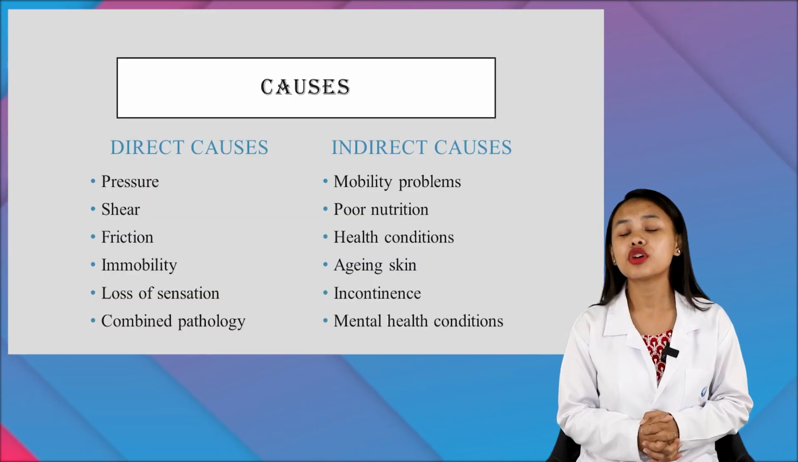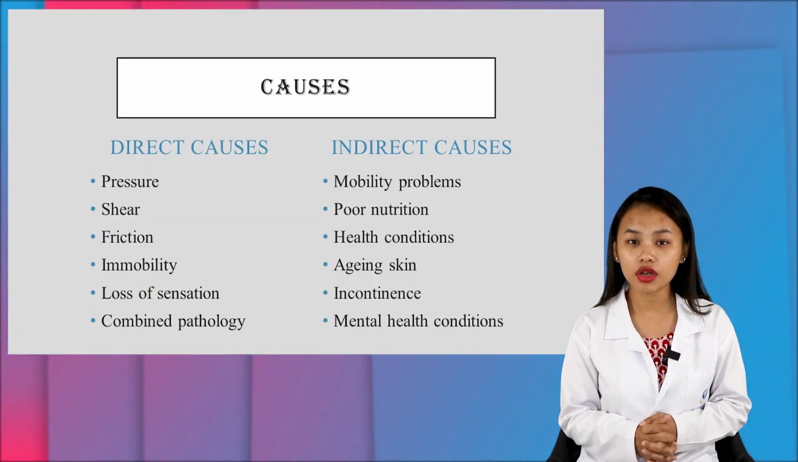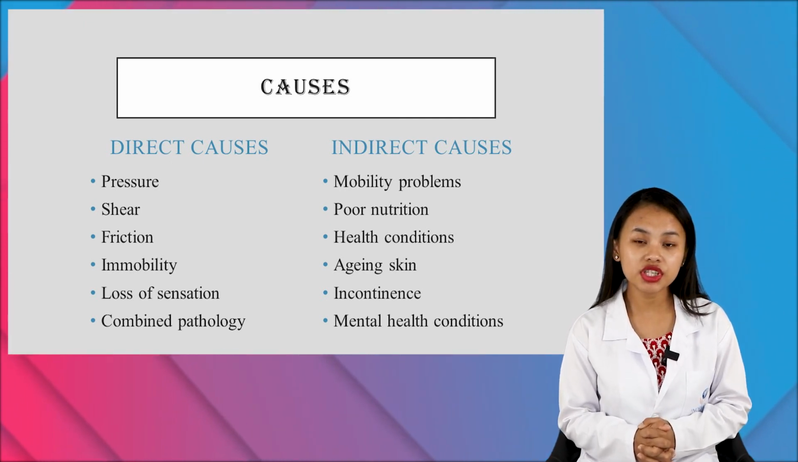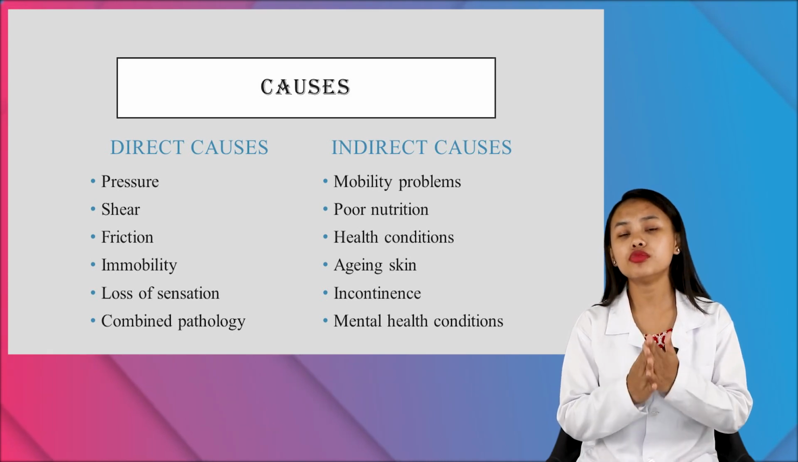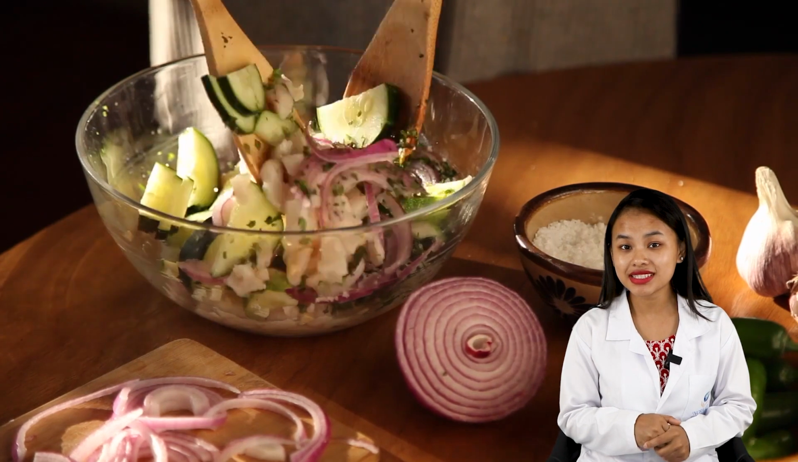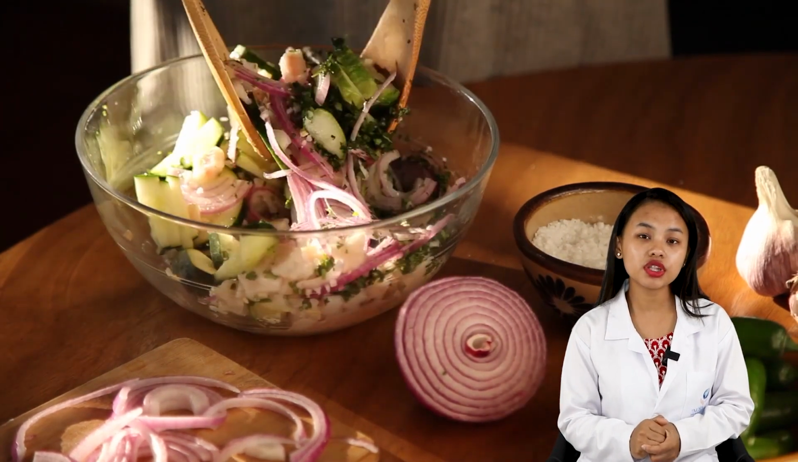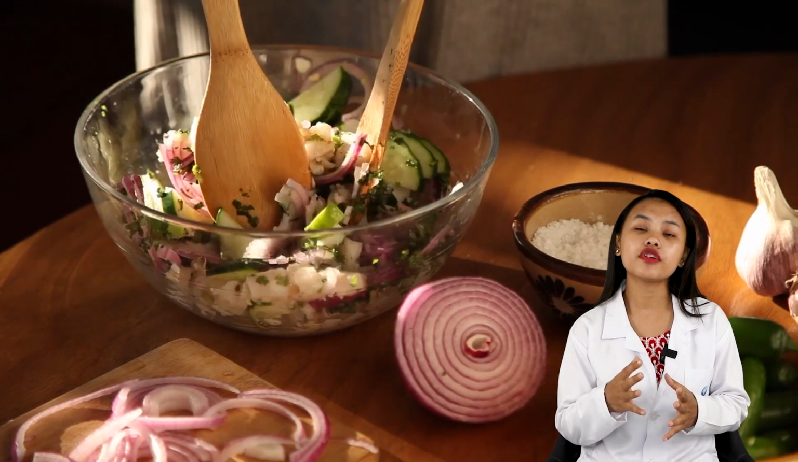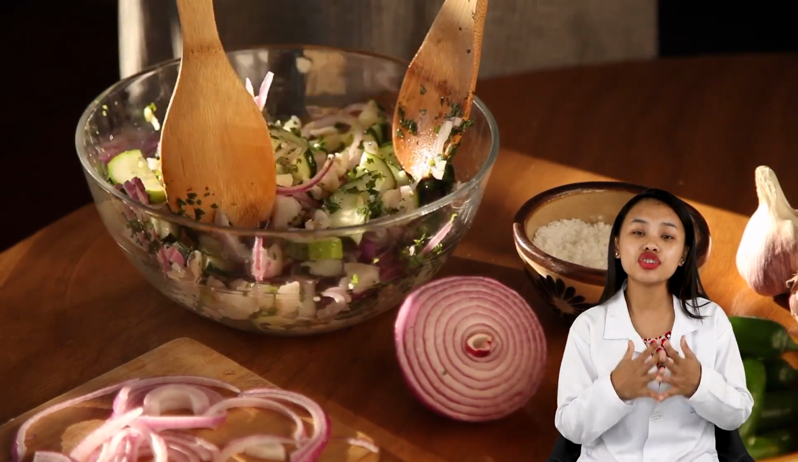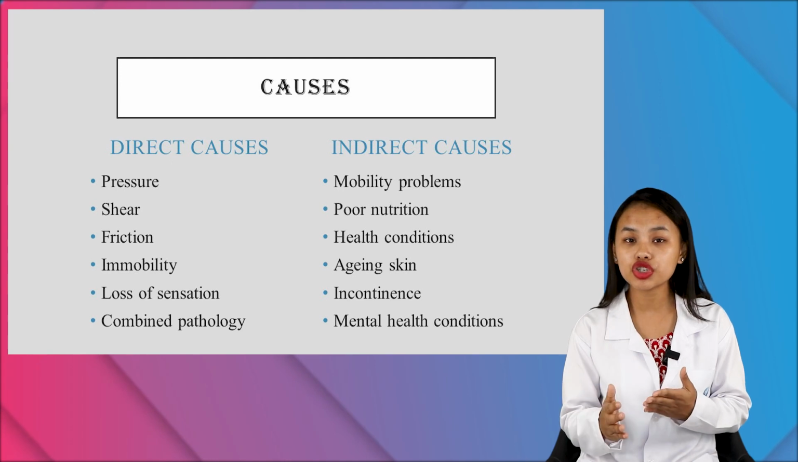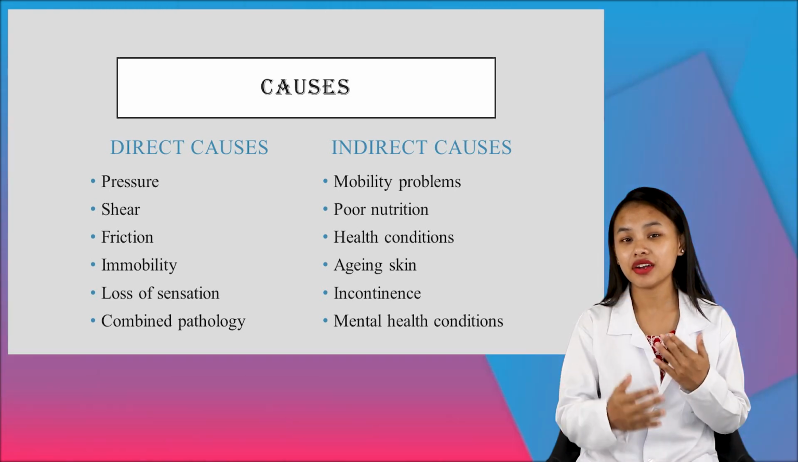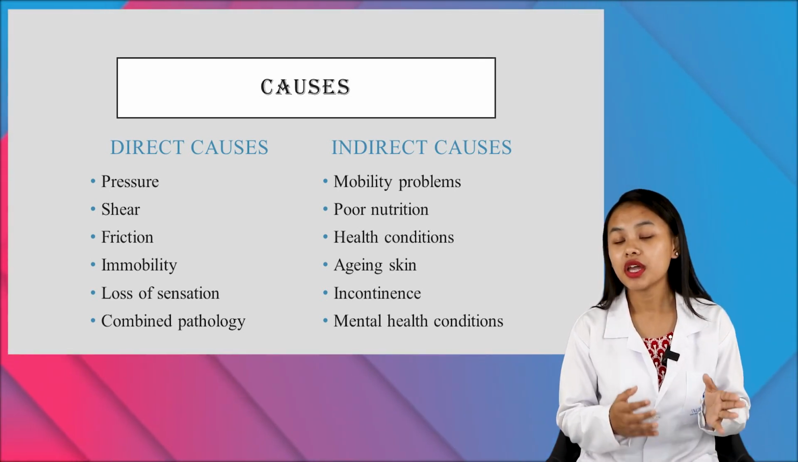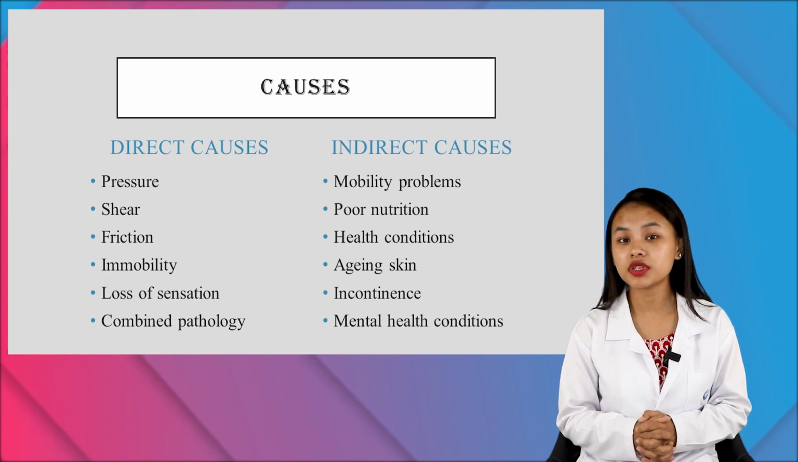So these are the direct causes, whereas the indirect causes include mobility problems, whereby a person may not be able to move because of his or her disease condition. It also includes poor nutrition. Here, if a person is not able to consume an adequate amount of nutrition because of his or her disease condition, then this can also indirectly lead one to develop this pressure sore or the decubitus ulcer.